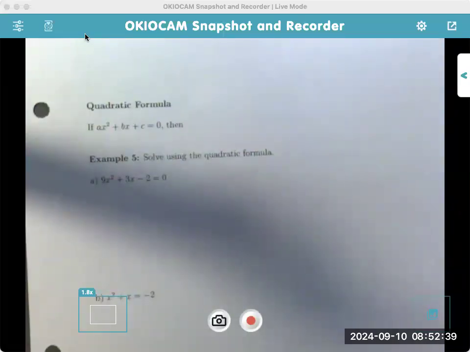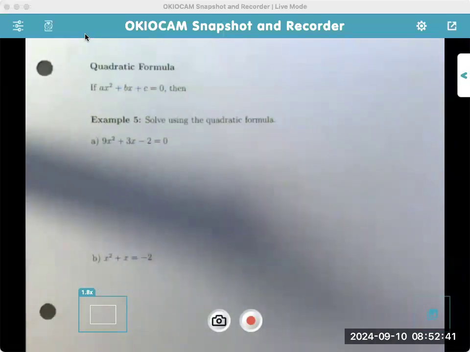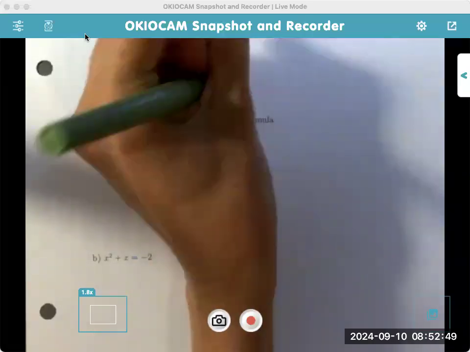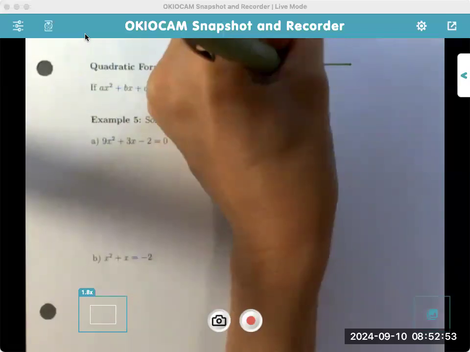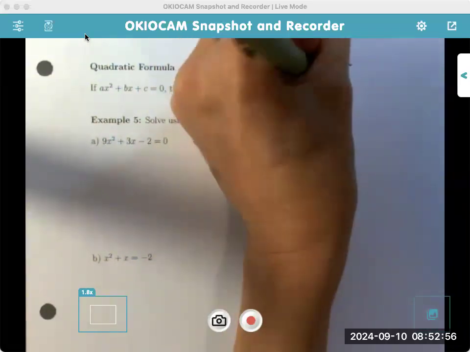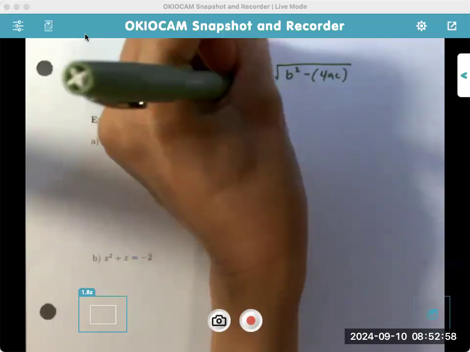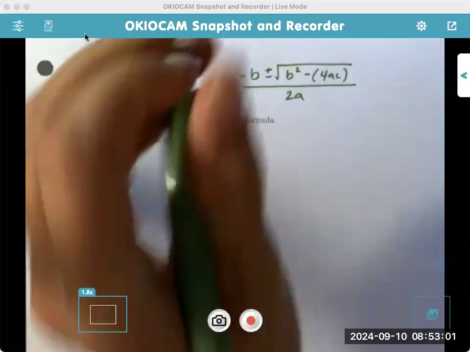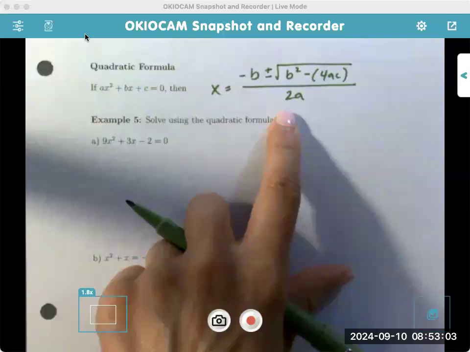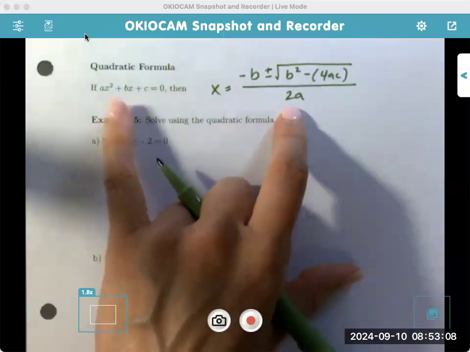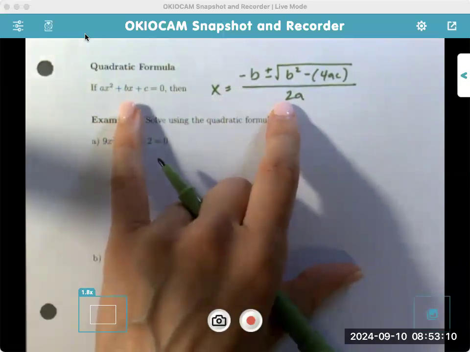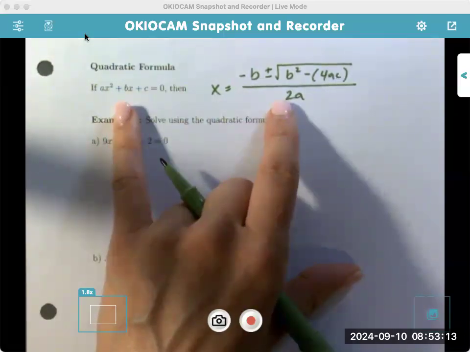So the quadratic formula you're probably familiar with, but if not, it is if ax squared plus bx plus c equals 0, then x is equal to negative b plus or minus the square root of b squared minus 4ac all over 2a. And what's pretty cool is that from the standard form to the quadratic formula, it's completing the square. You actually just complete the square of the standard quadratic formula.